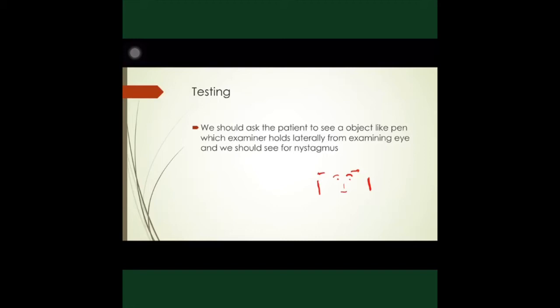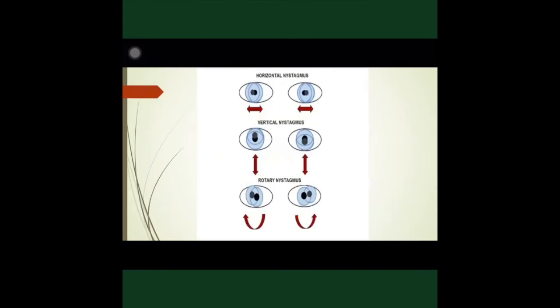So what are the different types of nystagmus we can see? The first diagram shows horizontal nystagmus. The second shows vertical nystagmus. The third is rotatory nystagmus. In the next video, in the patient, we are demonstrating how to examine horizontal and vertical nystagmus. Okay, so no need to worry.